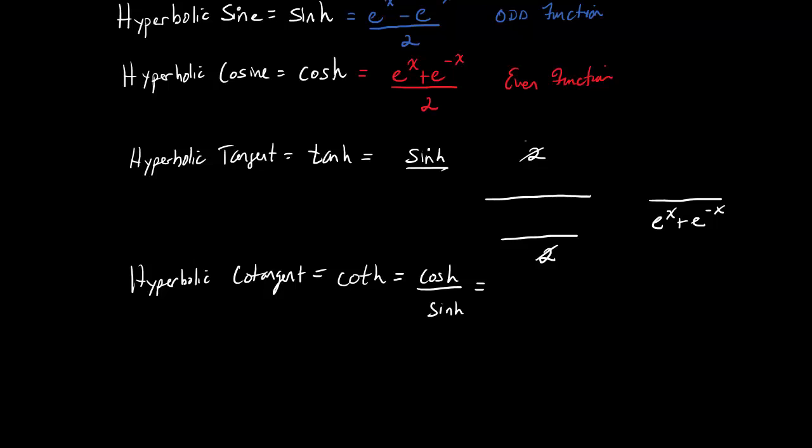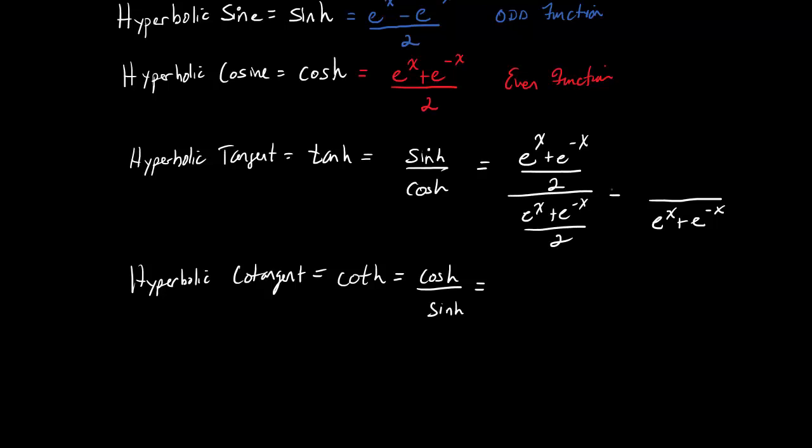So what was I doing here? So this was cosh. Sorry about this. My program just wants to start erasing things on me. So this will be equal to e to the x plus e to the negative x all over 2. And this will be divided by e to the x plus e to the negative x all over 2.